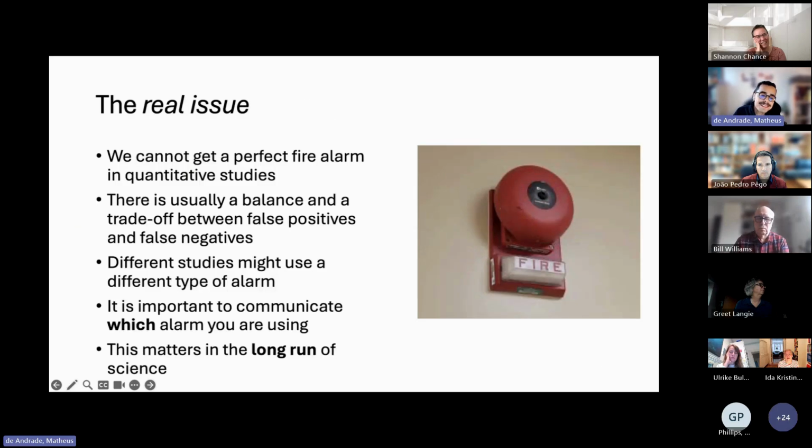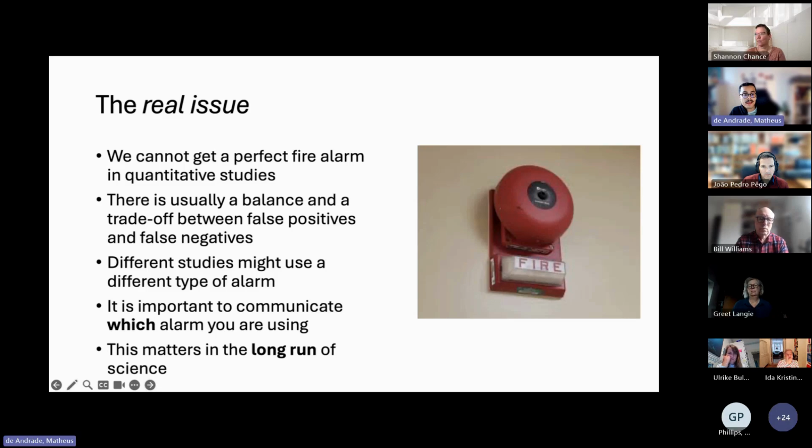The answer in statistics is that actually we cannot get a perfect alarm in quantitative studies. And that's just the way the cookie crumbles, and there's not a lot that we can do about it. But when we are designing studies, we usually design them with a trade-off between false positives, the alarm that rings all the time when there's no fire, and false negatives, the alarm that does not ring when there is a fire.